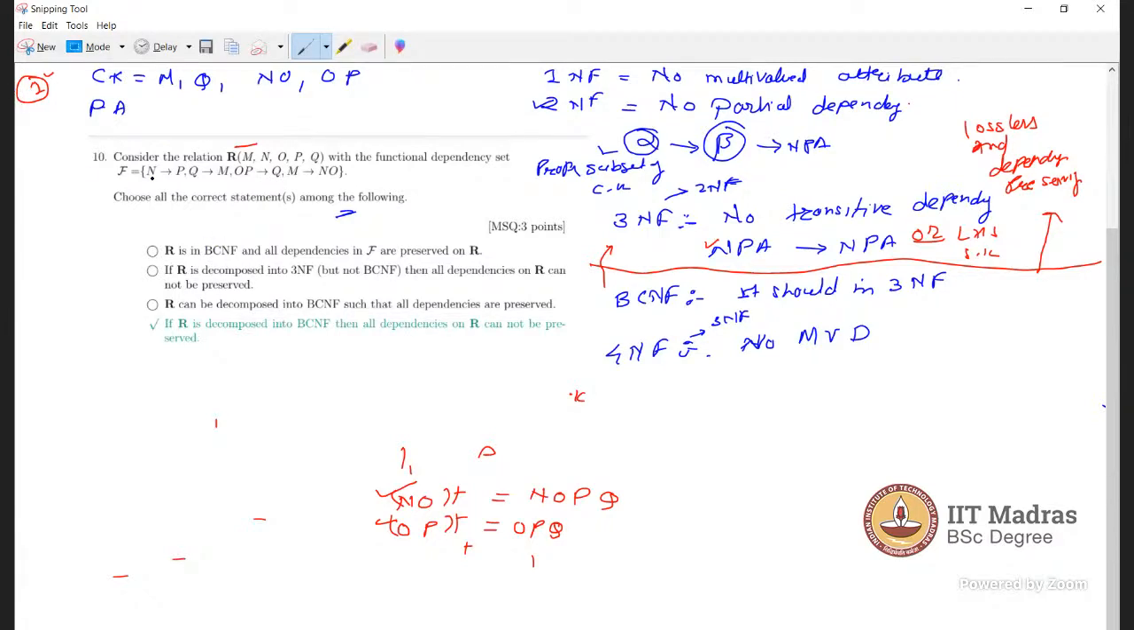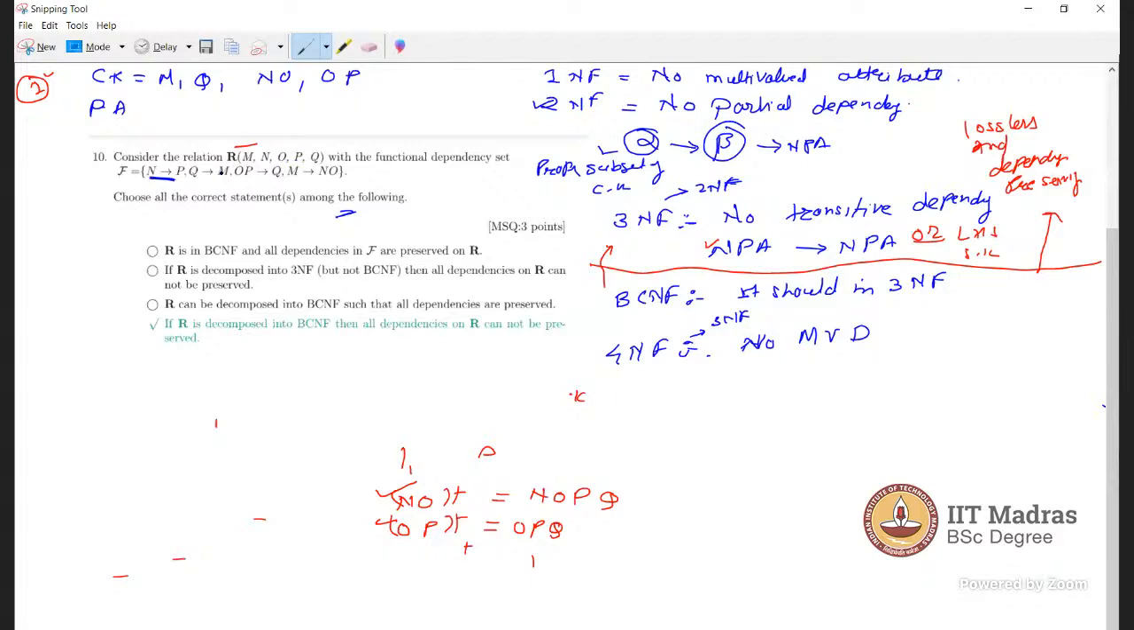Because all the attributes are prime. There is no non-prime attribute. So if N determines P, P is a prime attribute, so it cannot be a partial dependency. And no transitive dependency also, right? Because everything comes to prime. So 2NF and 3NF automatically get checked, no? Am I mistaken in saying that?